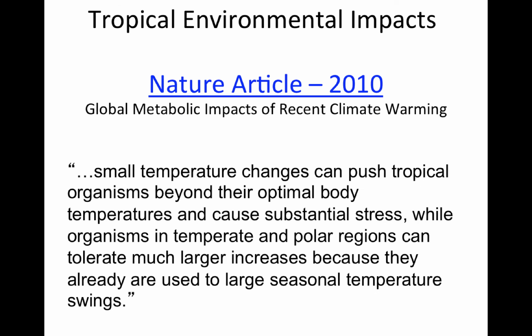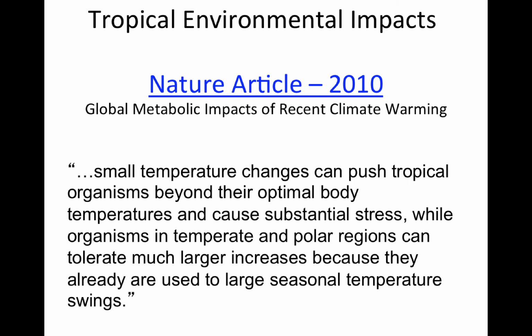Other tropical impacts, from a Nature article in 2010 called Global Metabolic Impacts of Recent Climate Warming, something people don't think about. A quote from the article here: small temperature changes can push tropical organisms beyond their optimal body temperatures and cause substantial stress, while organisms in temperate and polar regions can tolerate much larger increases because they already are used to large seasonal temperature swings. So if you're not used to changing temperatures by having seasonality, you are definitely prone to problems if global warming gets the temperatures up higher.